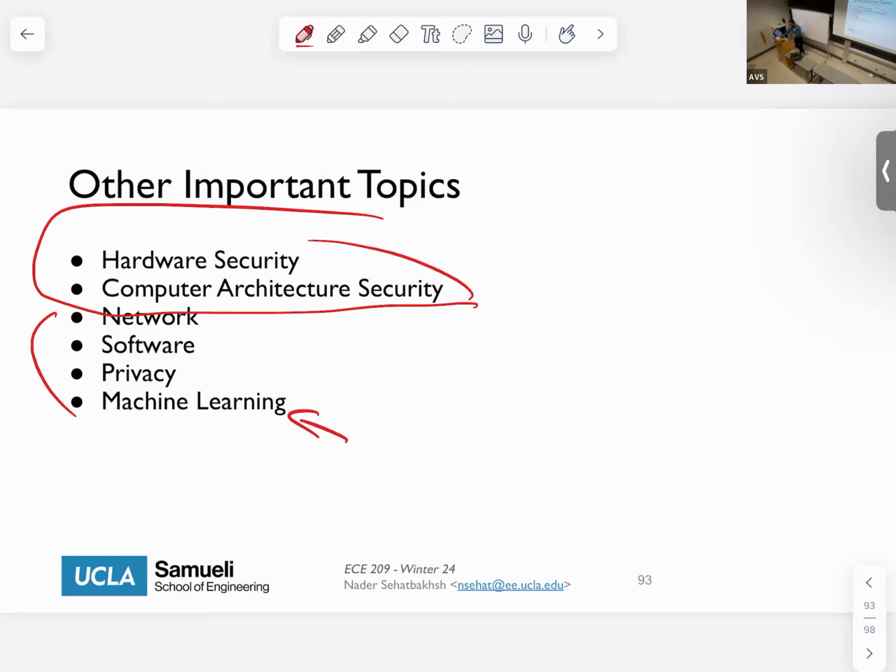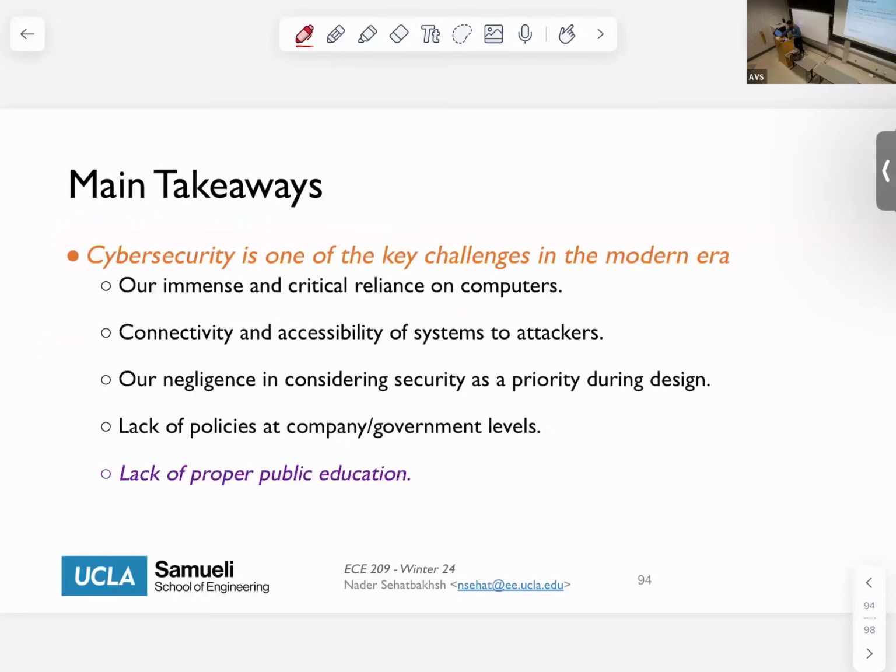There's also a whole bunch of works on network and software security. These are more undergrad courses that you can always consider taking. So if you want to increase your knowledge in this domain, consider taking all these courses or just read books and educate yourself.